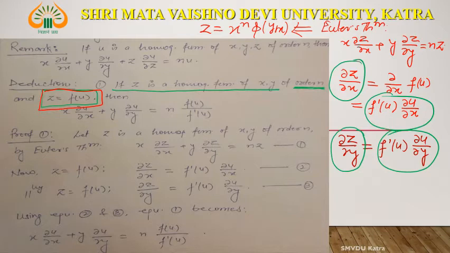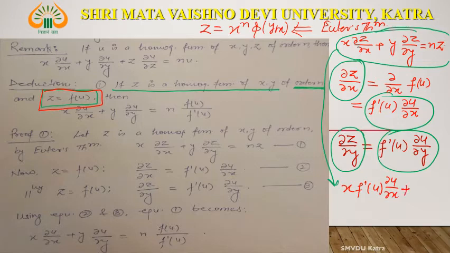Now putting the values of del z by del x and del z by del y in equation number 1, from here we obtain x f dash u del u by del x plus y f dash u del u by del y is equal to n into z. What is z? f of u, right? Take f dash u to this side, and this is the result. This is the proof of this deduction, right?